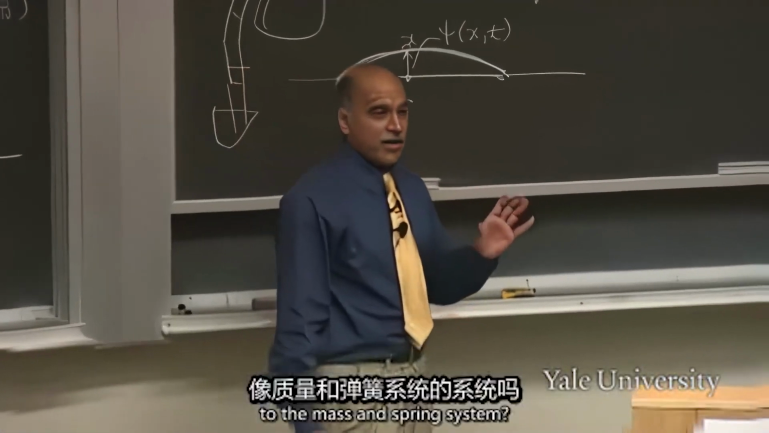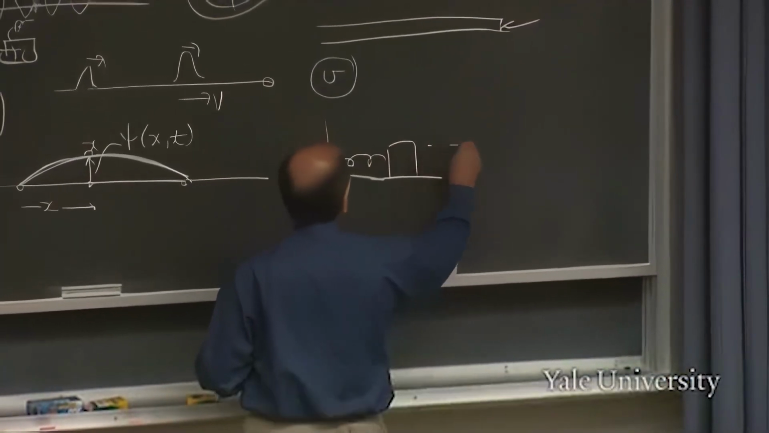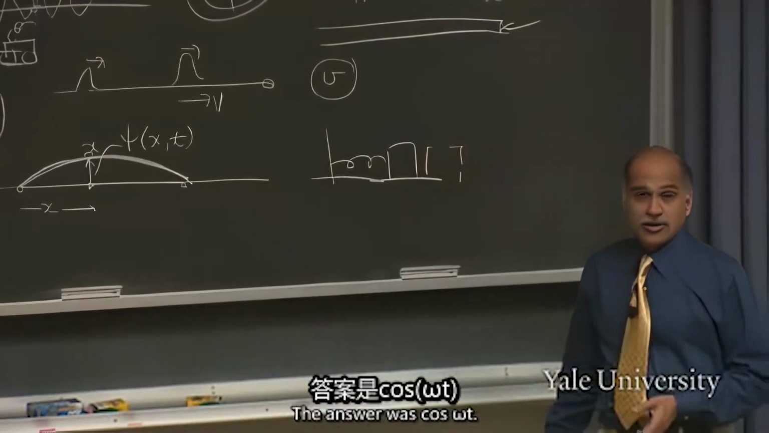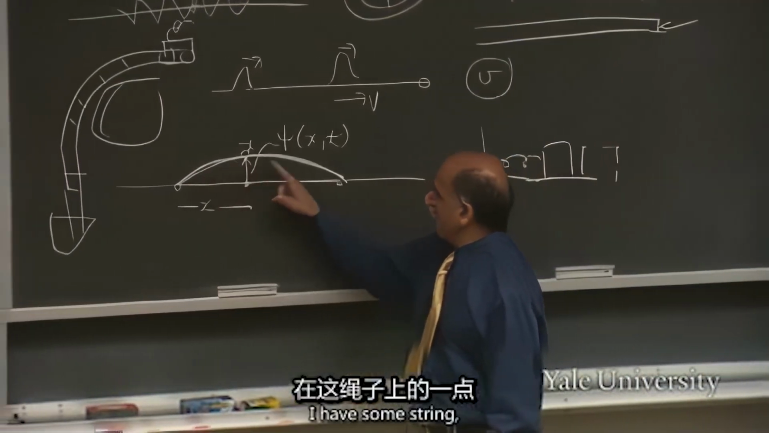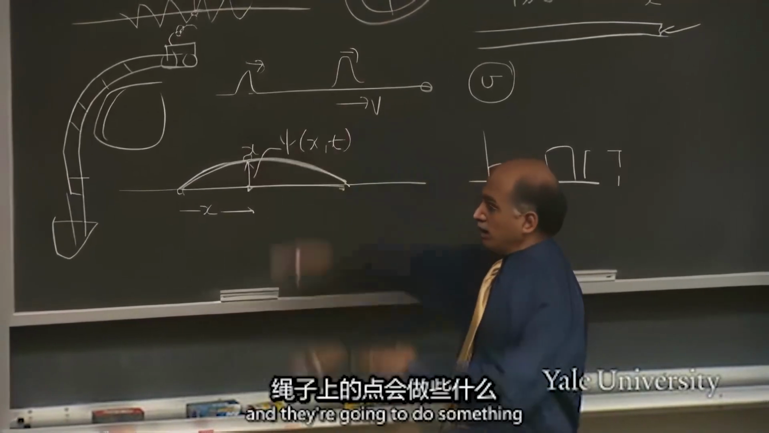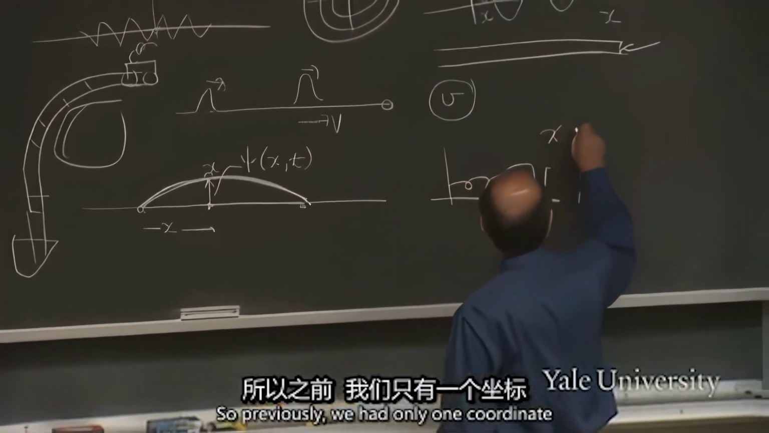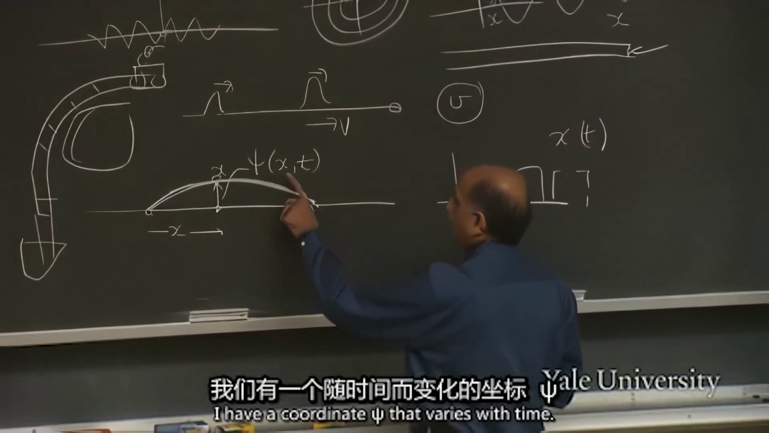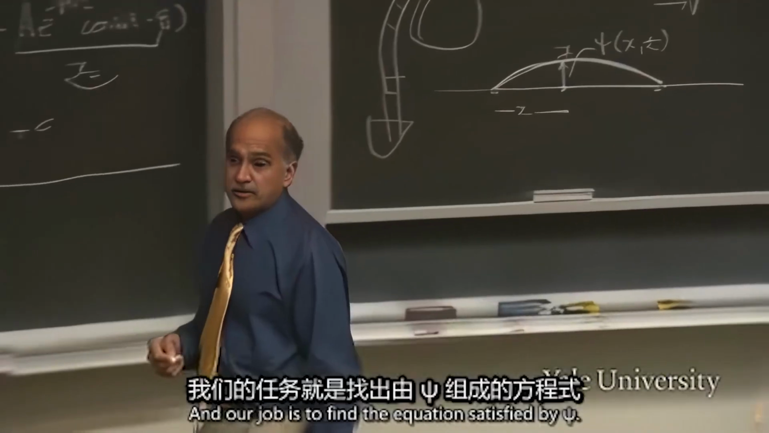Do you understand that parallel to the mass and spring system? In the mass and spring system, you've got a mass and you've got a spring. You pull the mass out to some new location. You let it go, and you want to know what it does. The answer was cos omega t. Now, at every point x, I have some string, and I displace all those degrees of freedom, and I let them go, and they're going to do something, and I want to know how they're all varying. So previously, we had only one coordinate, which I call x, which varied with time. Now at every point x, I have a coordinate psi that varies with time. And our job is to find the equation satisfied by psi.